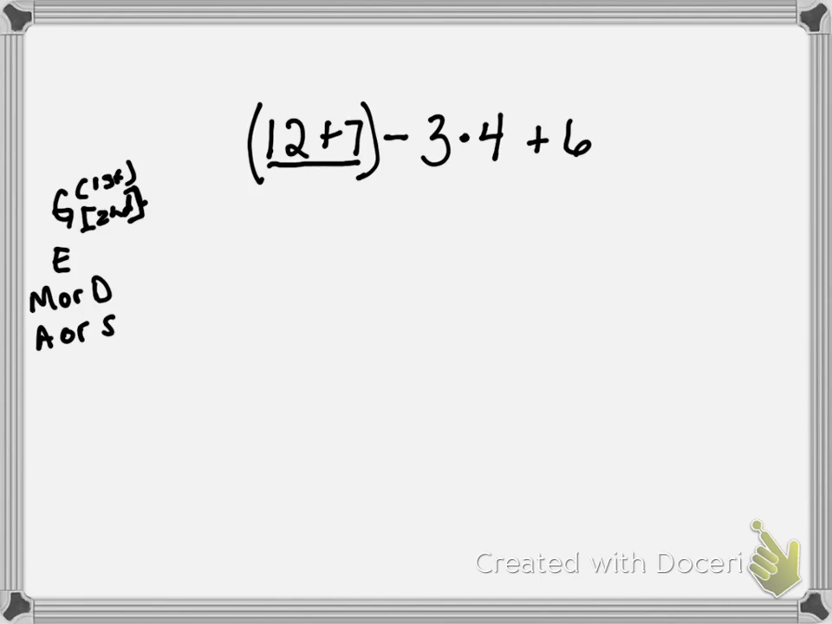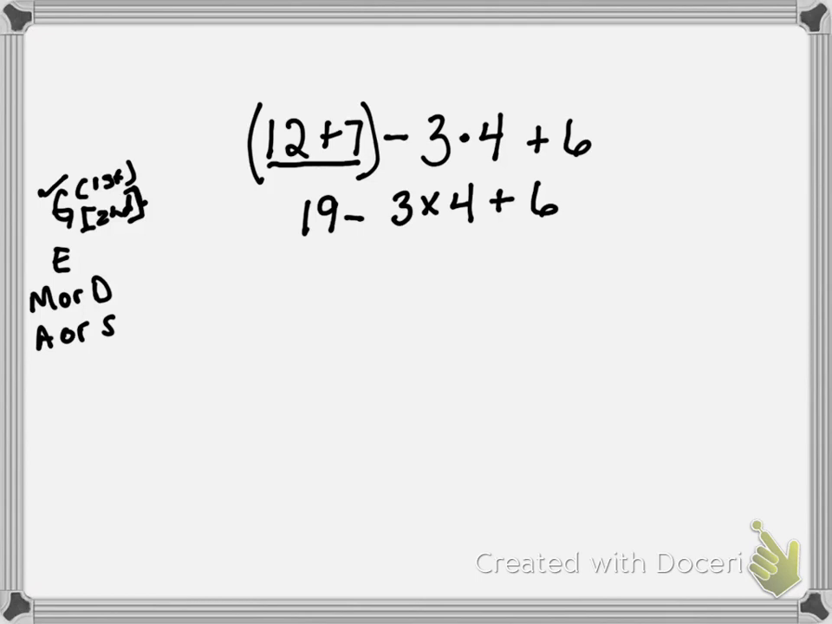So first we'll be solving 12 plus 7. 12 plus 7 is 19. I'm going to bring down the rest of my equation, and I see that I have a 3.4. I know that means multiplication, so I'm going to go ahead and write it with a multiplication sign so it's easier for my mind to see, and bring down the rest of my equation.